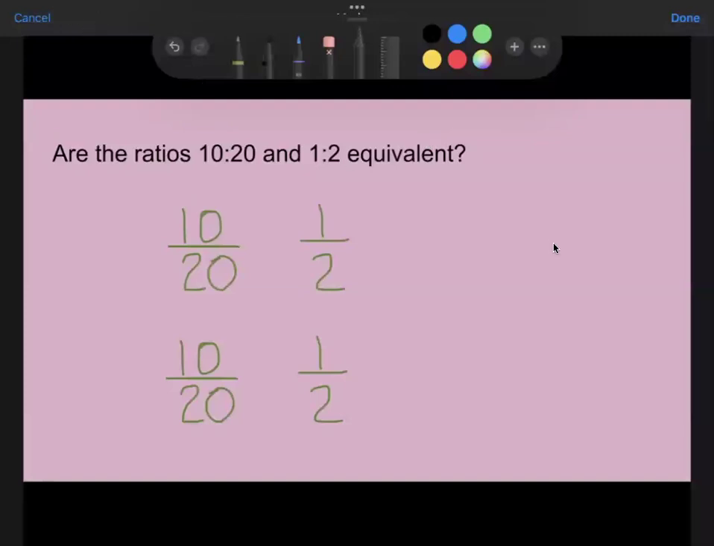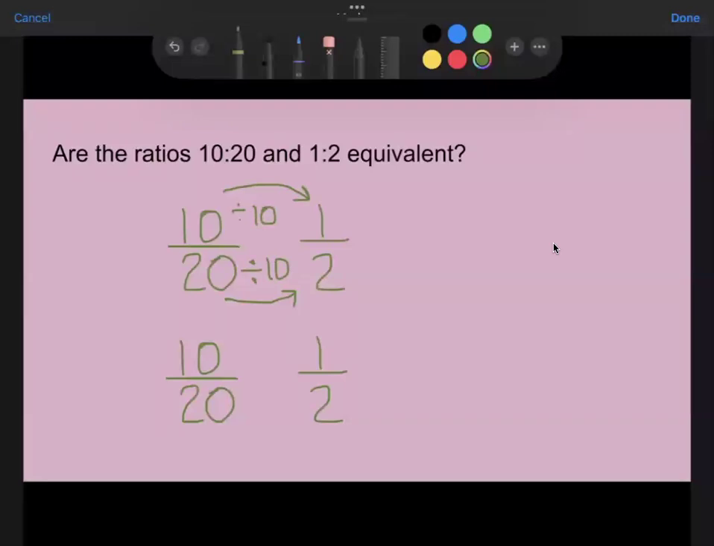Okay, so we're going to go from 20 to 2. And we would do that by dividing by 10. So we would put divide by 10 here and divide by 10 here. If 10 divided by 10 is indeed 1, then yes, these ratios are equivalent.